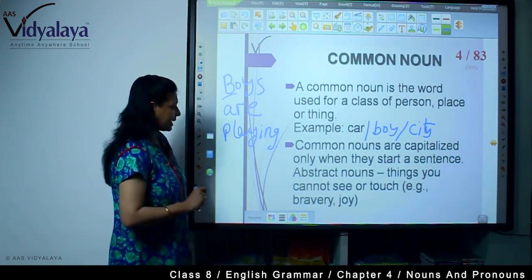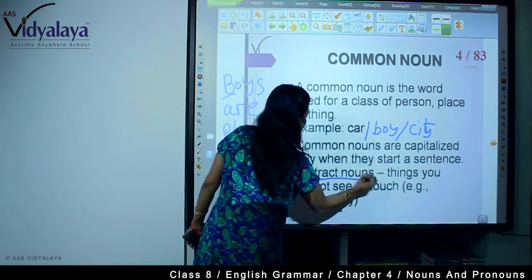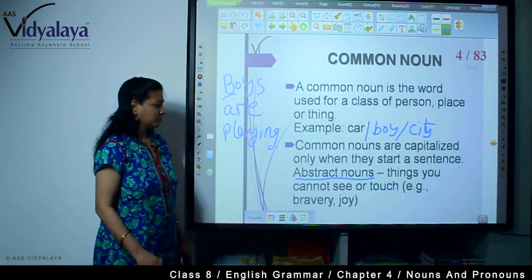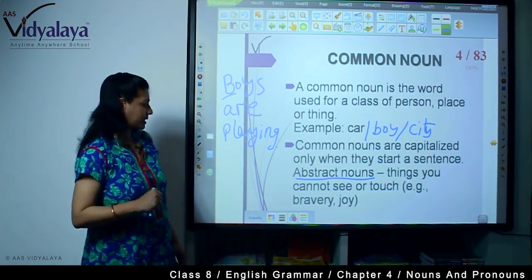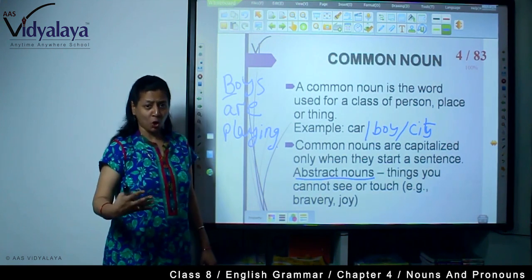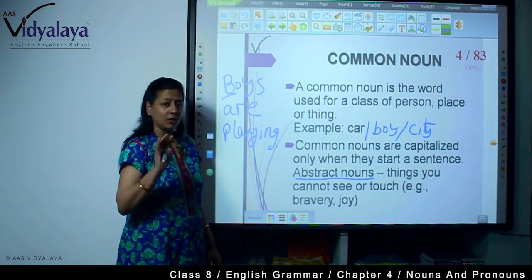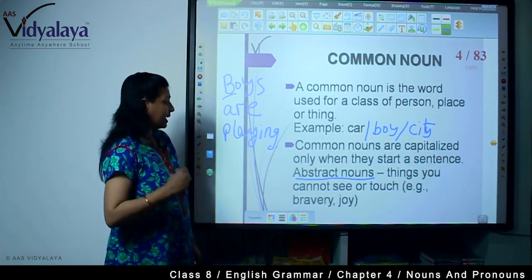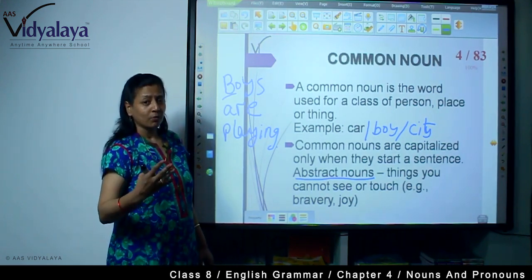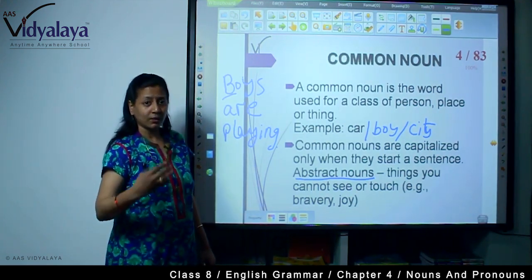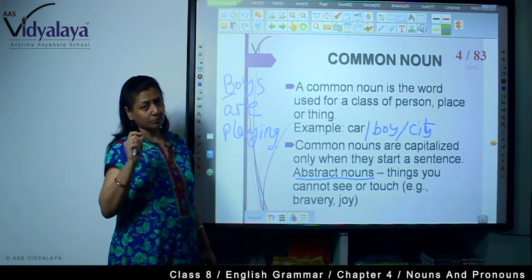Now abstract noun, things you cannot see or touch. As you know, under the common noun you see abstract noun also. What is the abstract noun? Things that you cannot see or touch, you can only feel. For example, bravery, joy, all the feelings, all the emotions that you can only feel, you cannot touch, right? Those are all abstract nouns. Childhood, youth, adulthood, these are the things that we can only feel, we cannot touch or see.